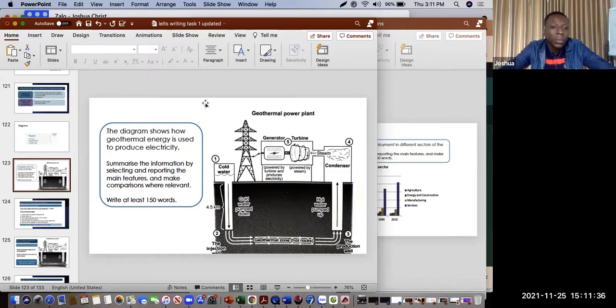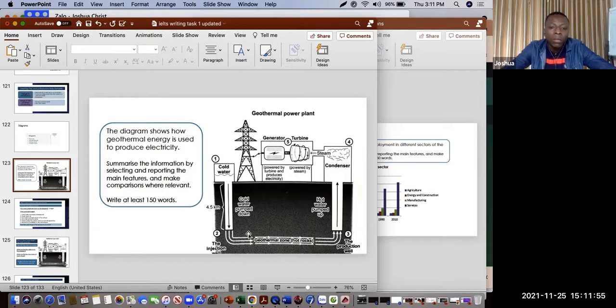So just to look at the word geothermal, geo has to do with earth. That's why we have geography. Thermal has to do with heat. So heat from the earth, energy, how it is used to produce electricity.